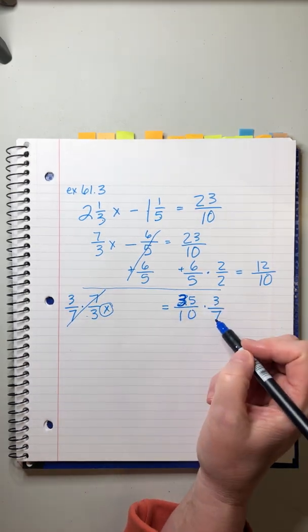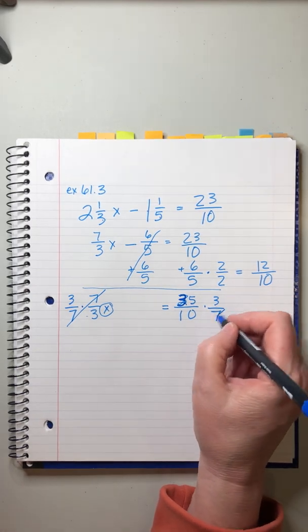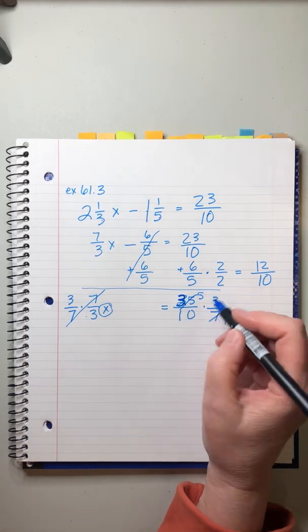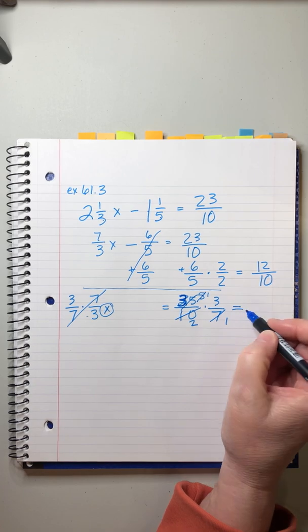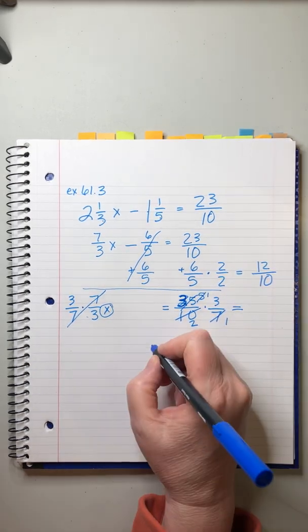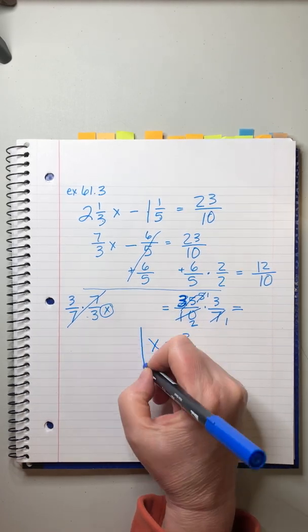Now we're ready to reduce over here. And I see 7 goes into 35, 5 times, right? So that's 1 and 5. And then we can do 5 and 10. That's 1 and 2. So our final answer is, I'll just write it down here, x equals 3 over 2.